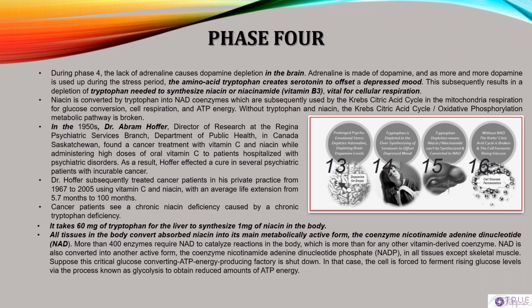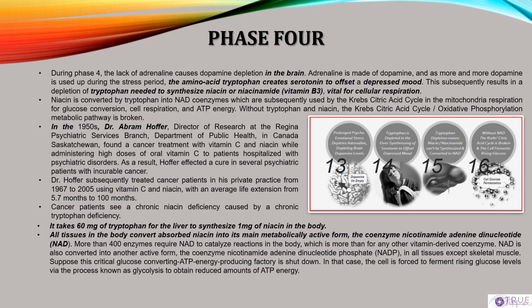What else happens during the development of chronic degenerative conditions such as cancer? Well, during phase 4, the lack of adrenaline that we've discussed causes dopamine depletion in your brain. Adrenaline is made of dopamine, and as more and more dopamine is being used up during the stress period, the amino acid tryptophan creates serotonin to offset the depressed mood. This, however, subsequently results in a depletion of the tryptophan that is needed to synthesize niacin or niacinamide, also known as vitamin B3, that is vital for cellular respiration.